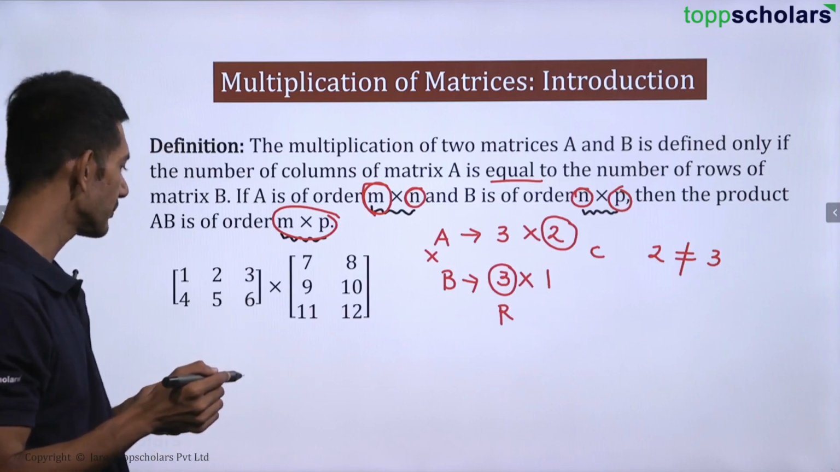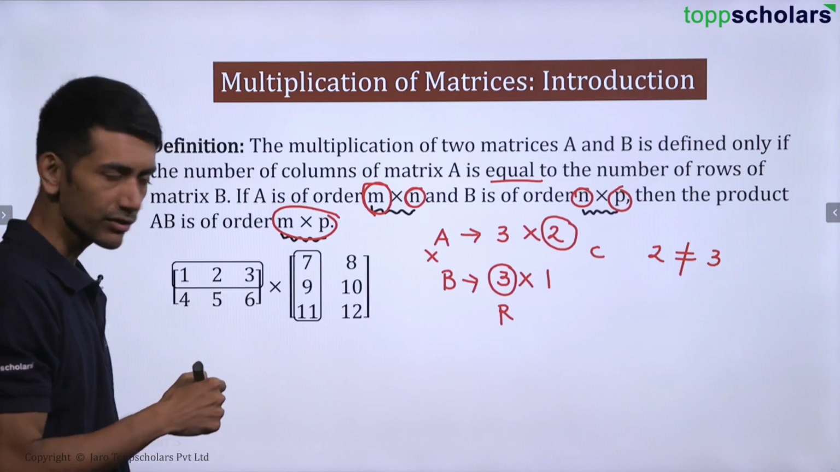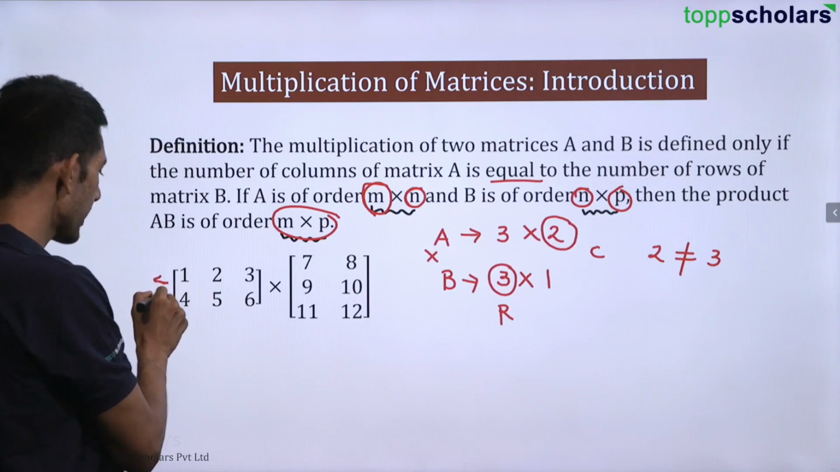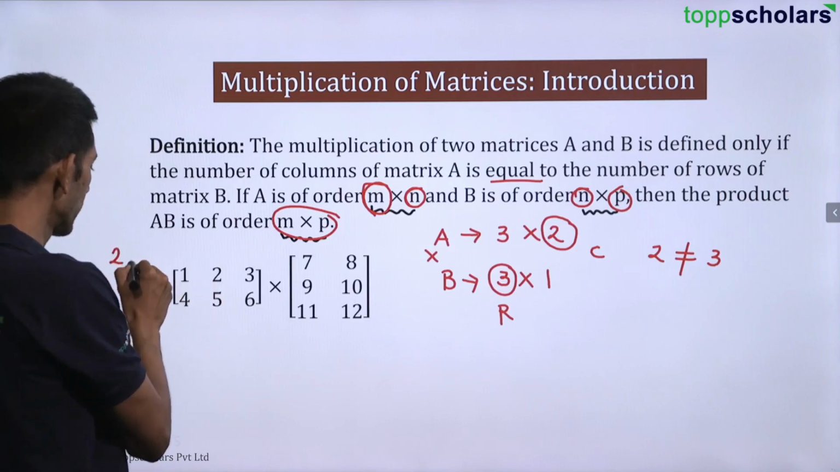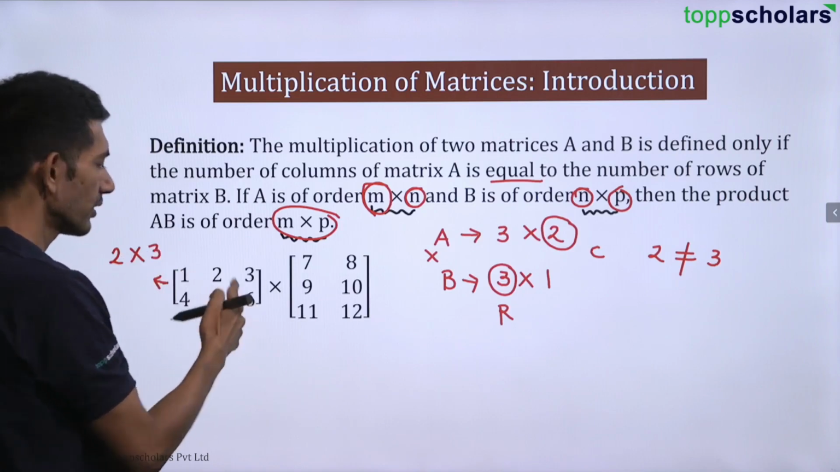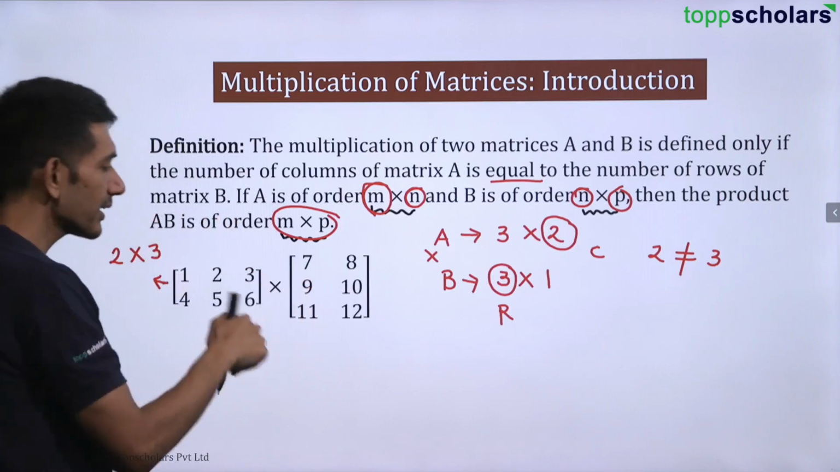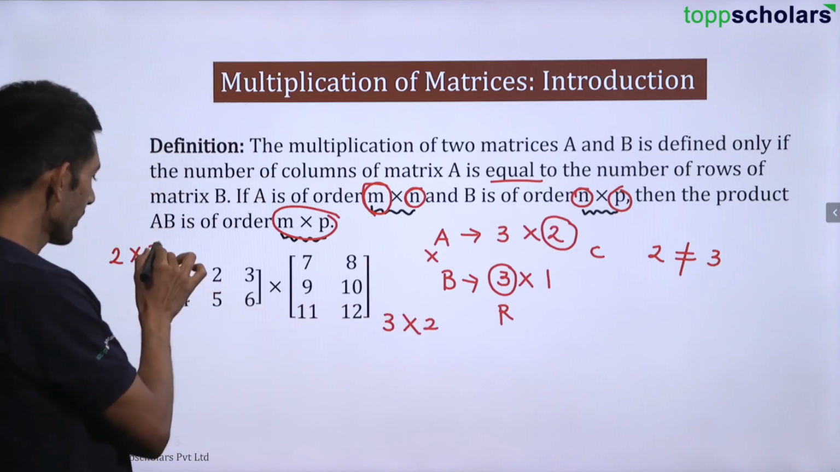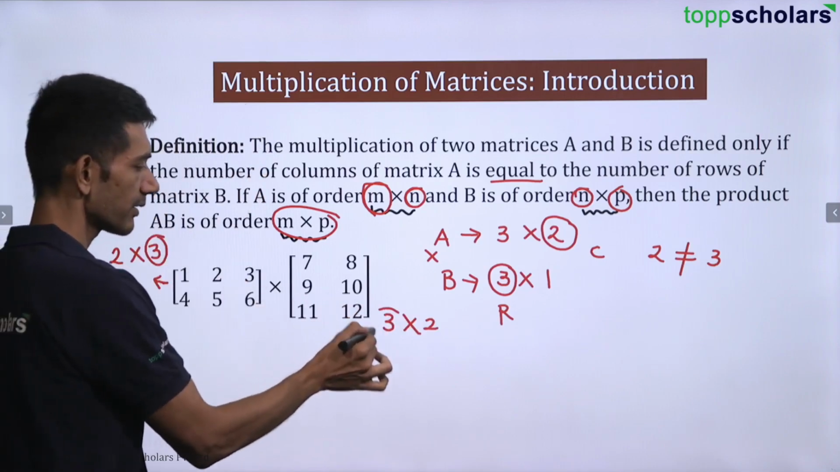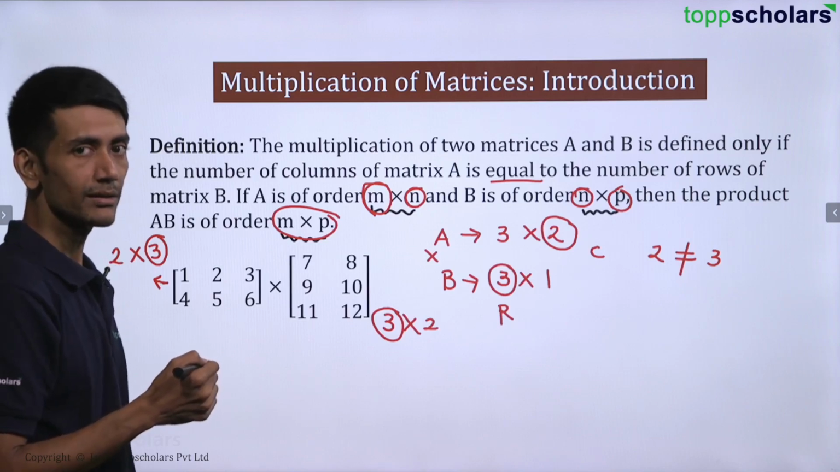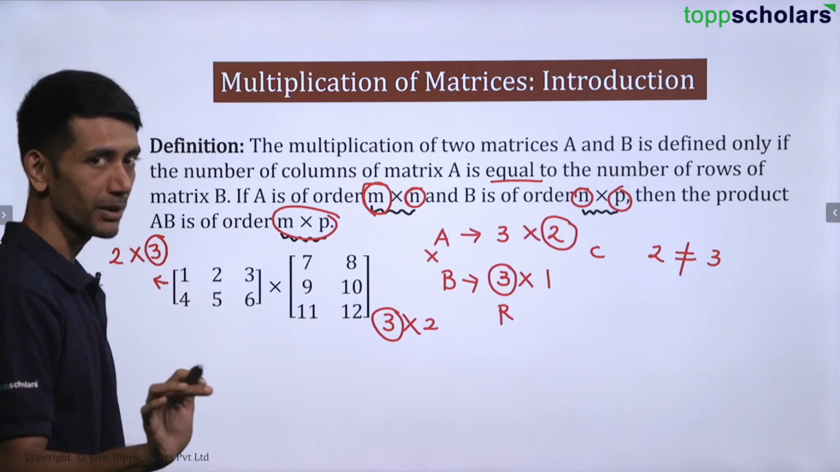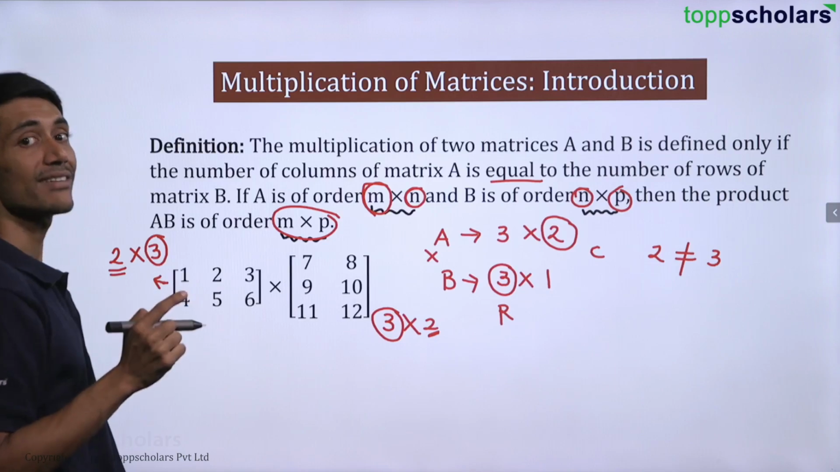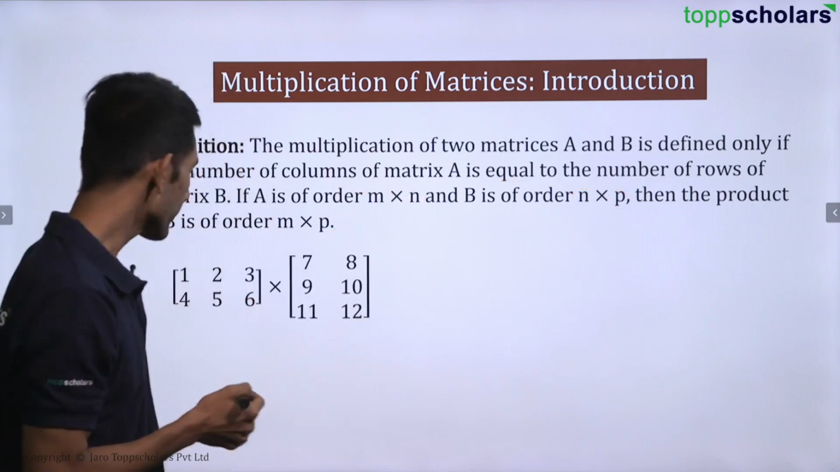Let us have a look at this example. So here, firstly notice, how many rows and columns are there? Can I say here, there are 2 rows and 3 columns, 2 rows, 3 columns, correct? How many rows and columns are here? Here, there are 3 rows and 2 columns. So tell me, this is 3, this is 3. Is it equal? Yes, it is equal. So multiplication is possible. And the result is going to be 2 cross 2. What is the result going to be? 2 cross 2.